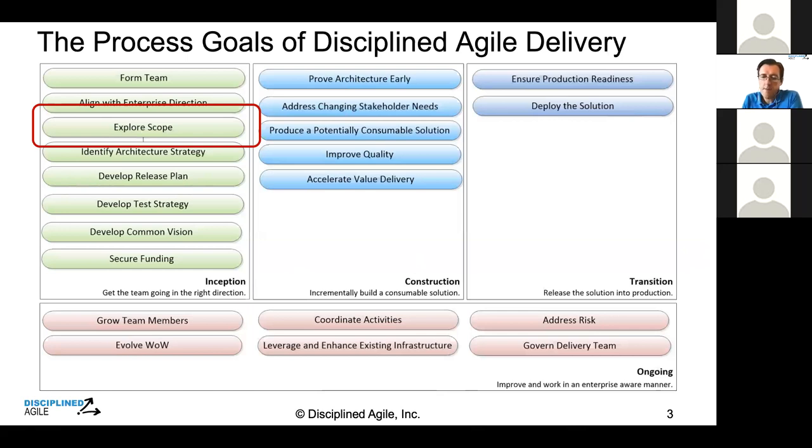Next question. David's asking, are you saying that standards and guidelines for UX are not recommended? This helps teams produce consistent outcomes. I'm not sure I agree.